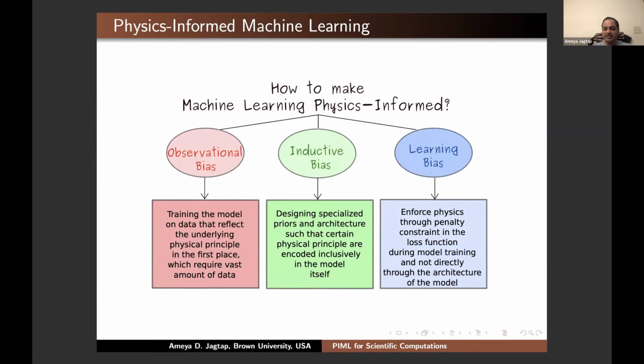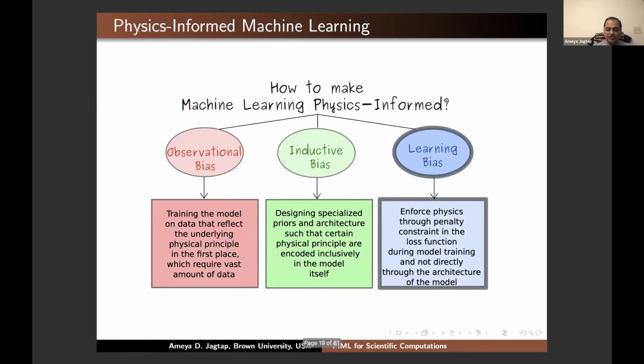And finally, the learning bias amounts to enforcing the physics through a penalty constraint in the loss function during model training, and not through the architecture of the model. In this talk, we are focusing on the learning bias techniques. Physics-informed neural networks belong to the learning bias class.